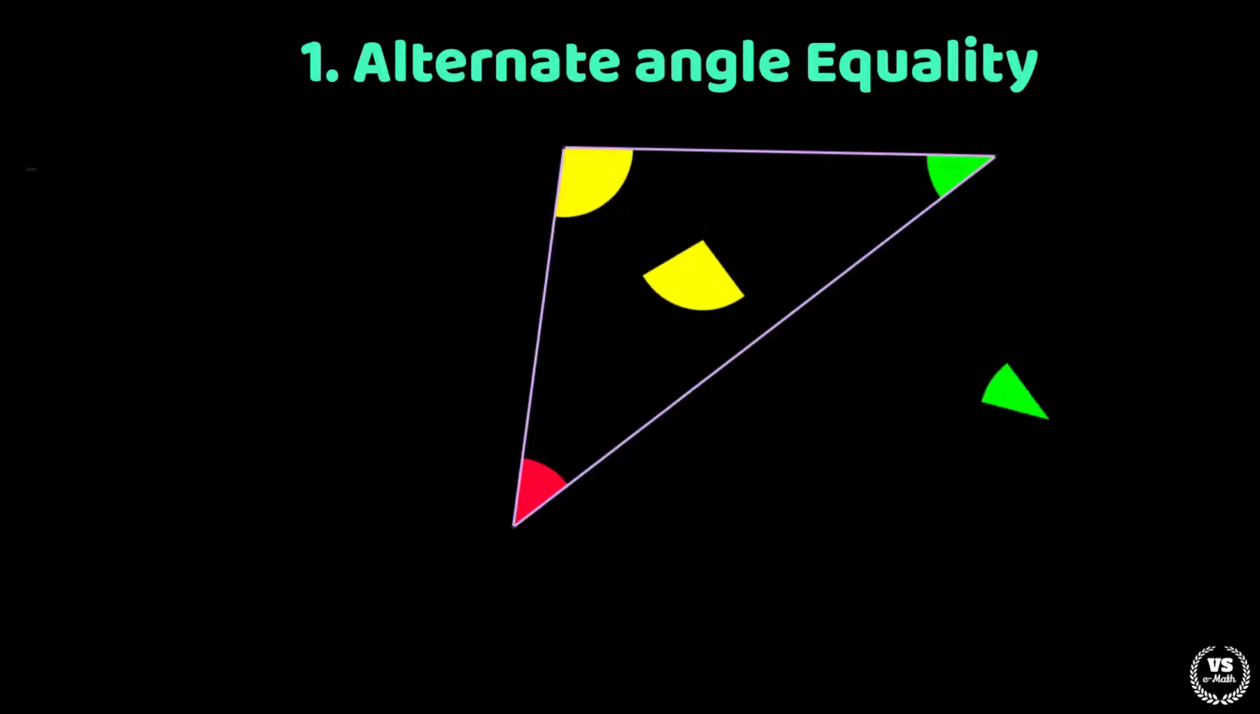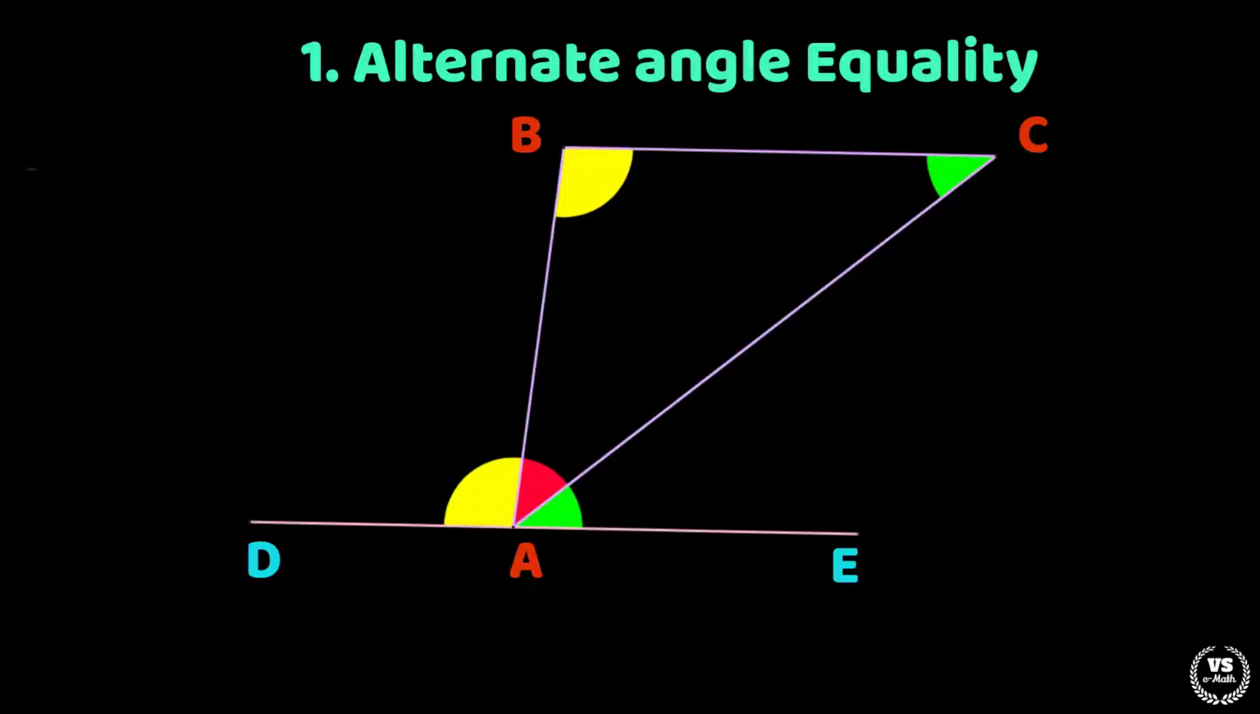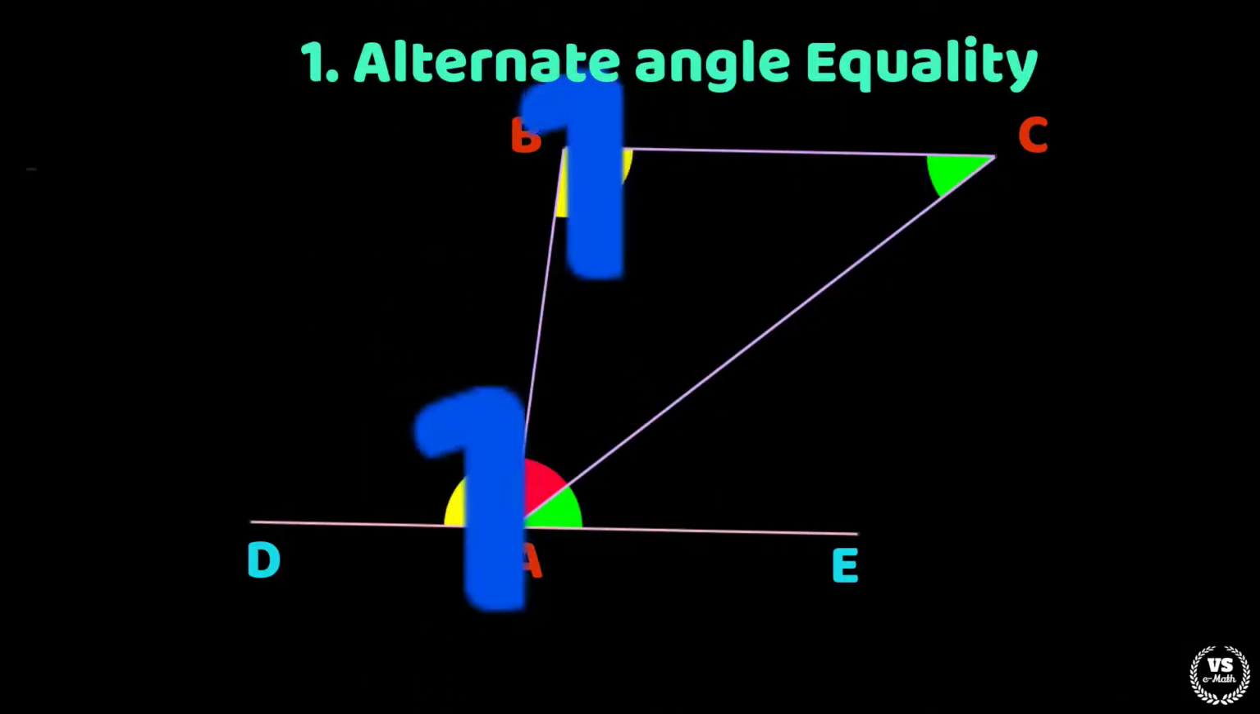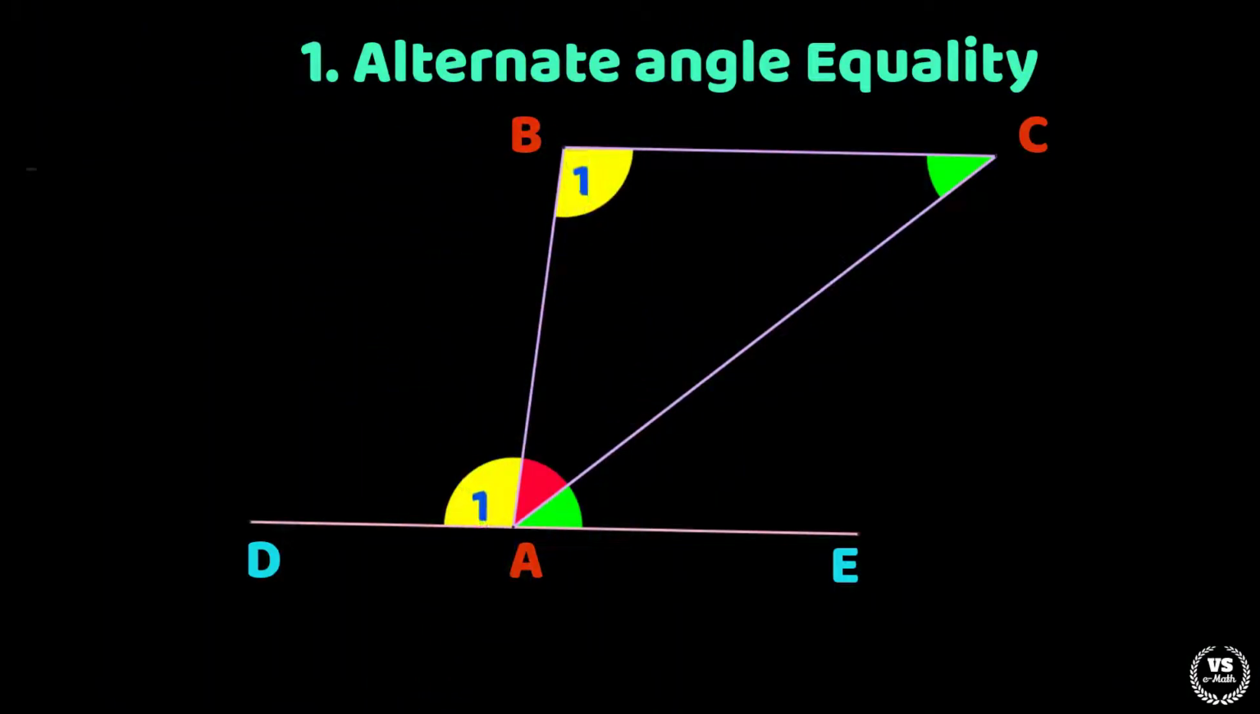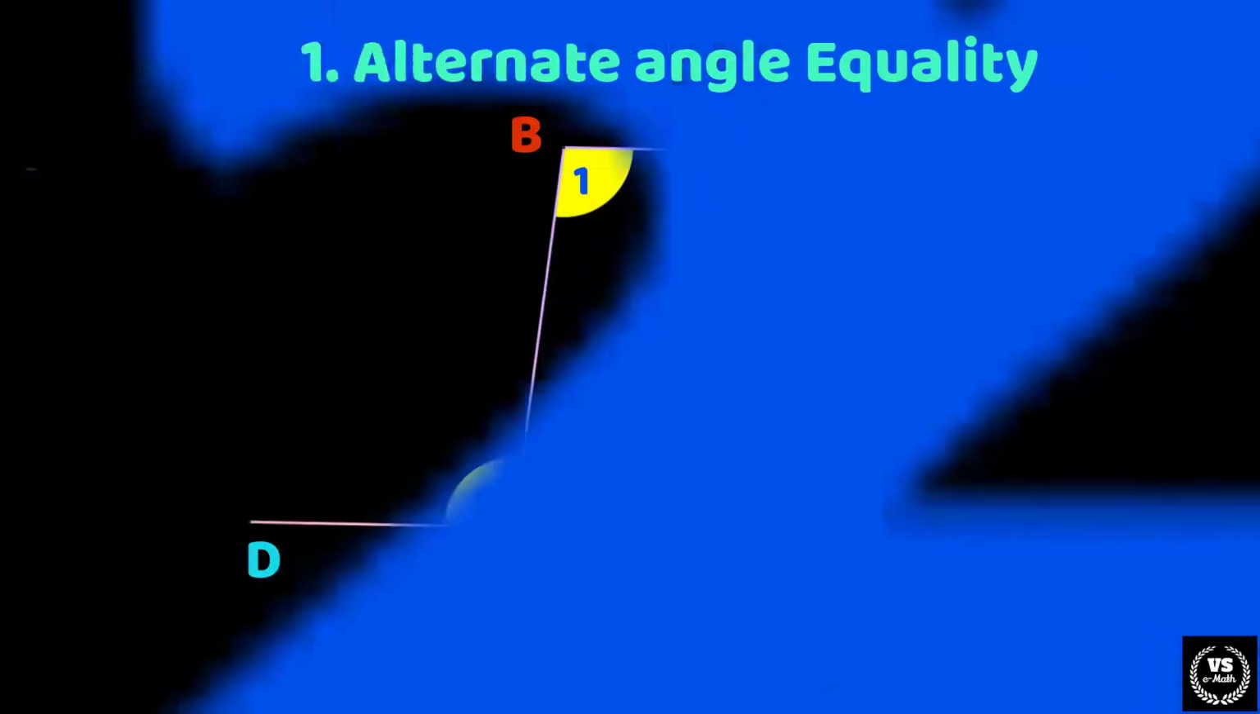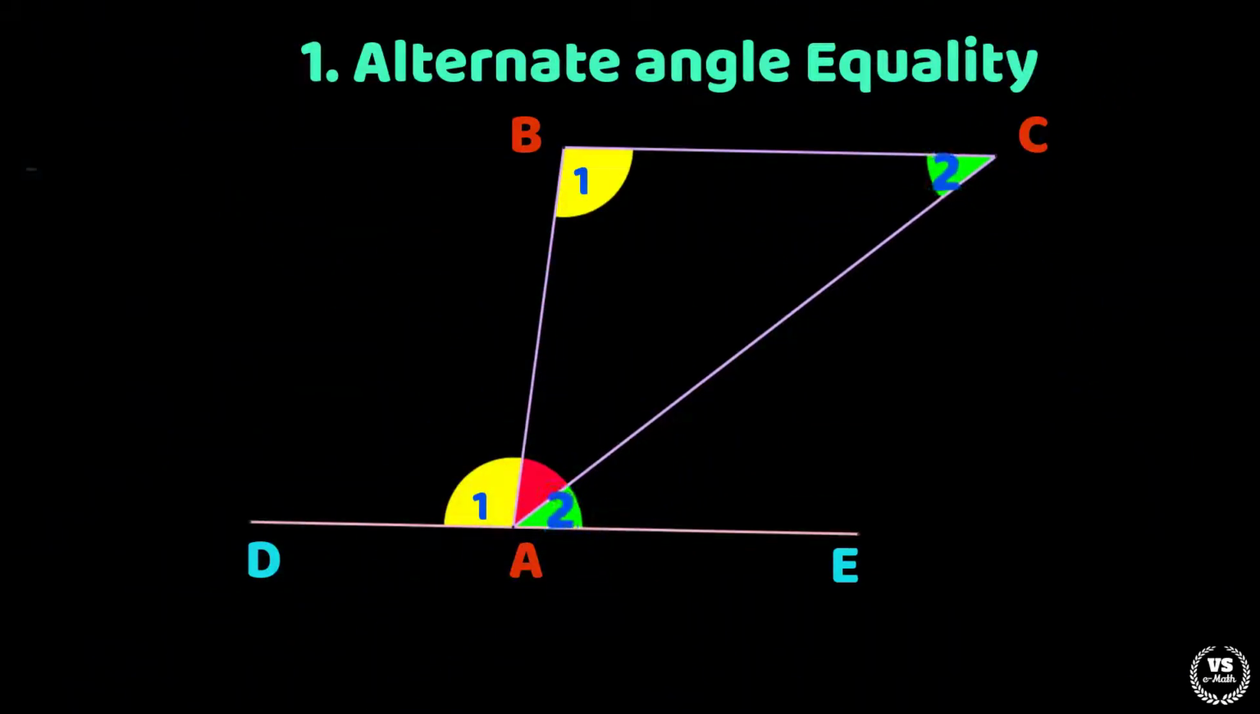Now look at this video. Here, if we take lines BC and DE as parallel lines and AB as transversal, then angle 1 in both the places is the alternate interior angle. So they are equal. Similarly, if we take AC as a transversal, then angle 2 in both the places are equal. With this, we can prove that angle 1, 2 and 3 added together will be equal to 180 degrees.